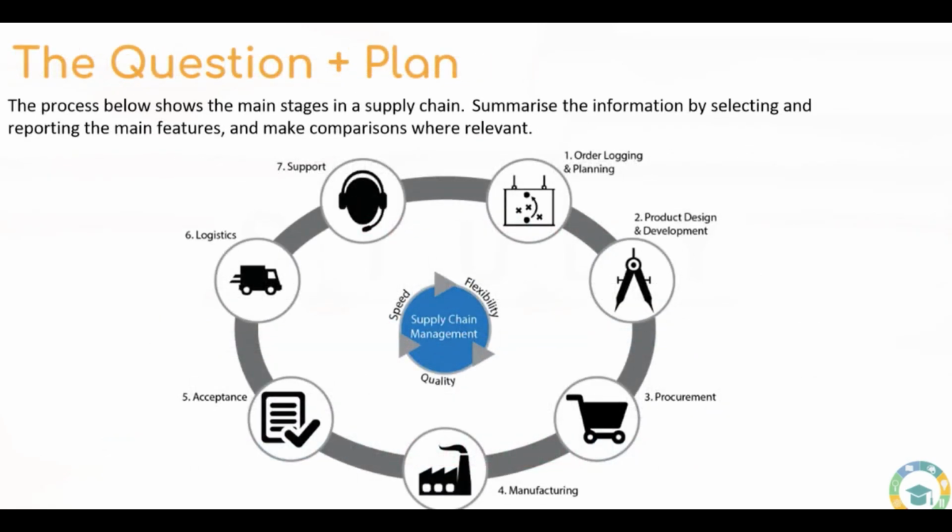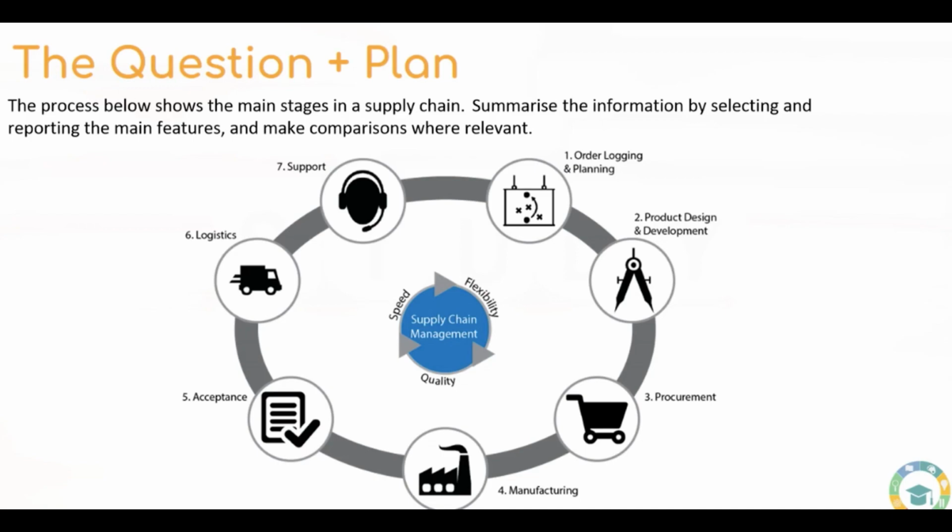The process below shows the main stages in a supply chain. Summarize the information by selecting and reporting the main features and make comparisons where relevant. So taking a look at the information in the center of our process diagram, it reads supply chain management, and around the side there's flexibility, quality and speed.